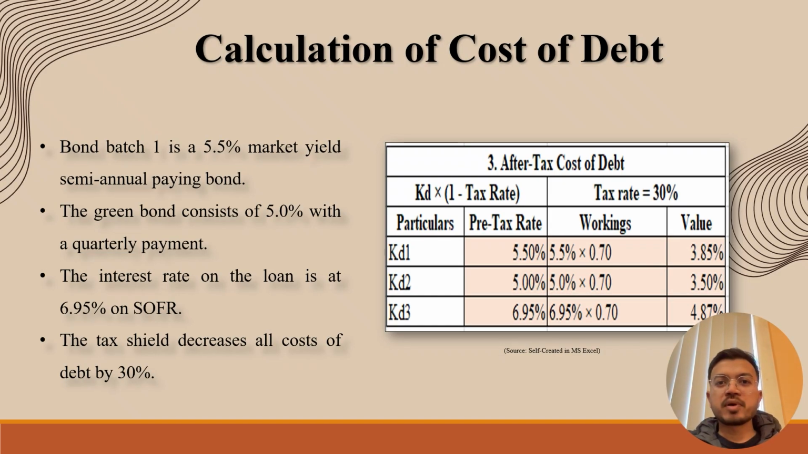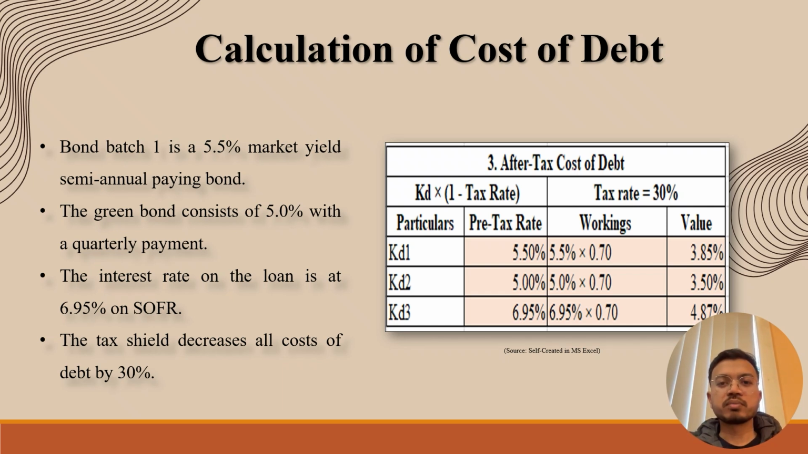Hi everyone, I am Ravi. In this session, I will walk through Big Digger's cost of debt, which is a crucial part of calculating the company's weighted average cost of capital, or WACC. Big Digger currently uses three debt instruments: Bond 1, which pays a 5.5% yield semi-annually, a green bond offering 5% interest quarterly, and a term loan which charges 6.95% annually, benchmarked to the SOFR rate.